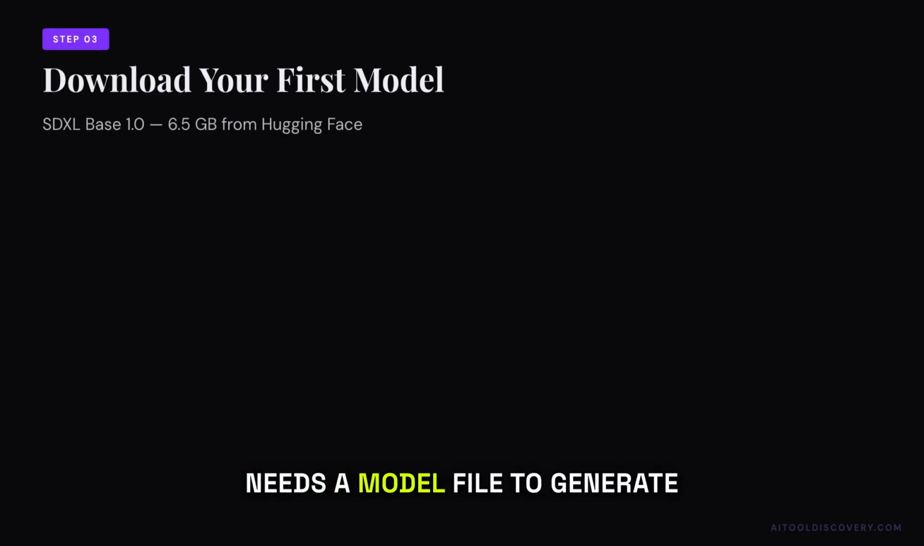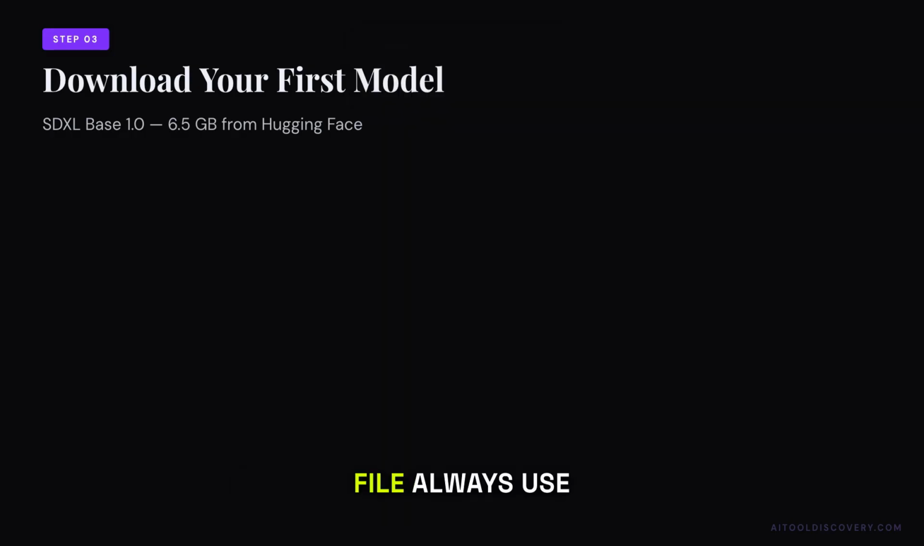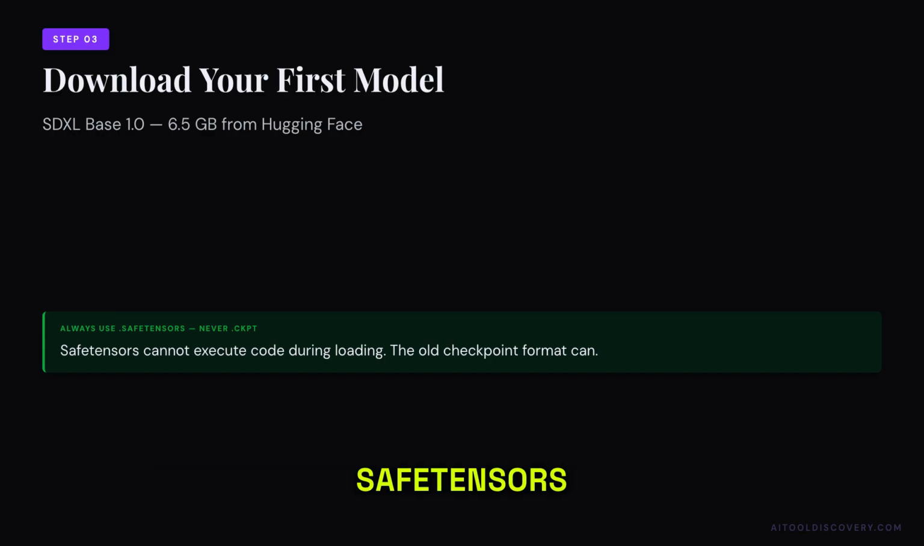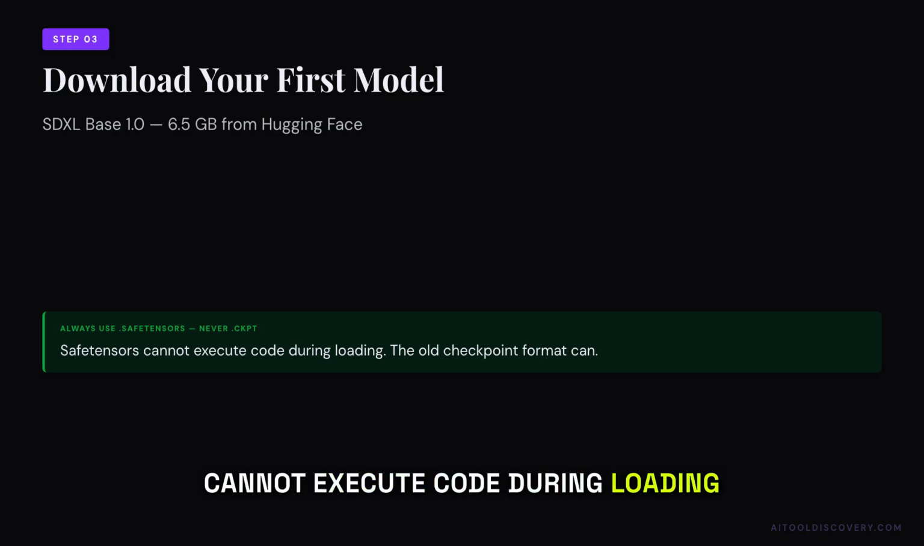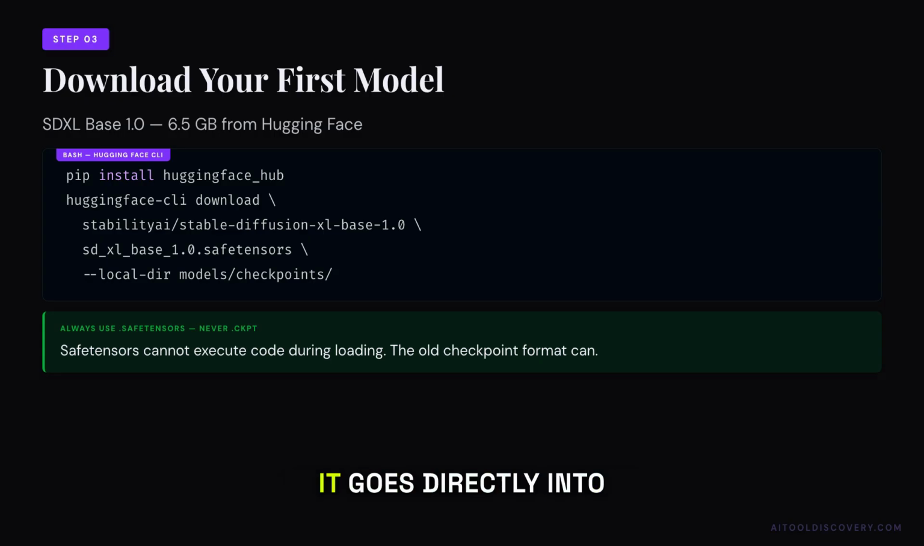ComfyUI needs a model file to generate anything. The best starting point is SDXL base 1.0 from Stability AI on Hugging Face, 6.5 GB as a SafeTensors file. Always use SafeTensors format, never the older checkpoint format. SafeTensors cannot execute code during loading. The checkpoint format can. That is a real safety difference. Download the model using the Hugging Face CLI command shown. It goes directly into ComfyUI's checkpoints folder.